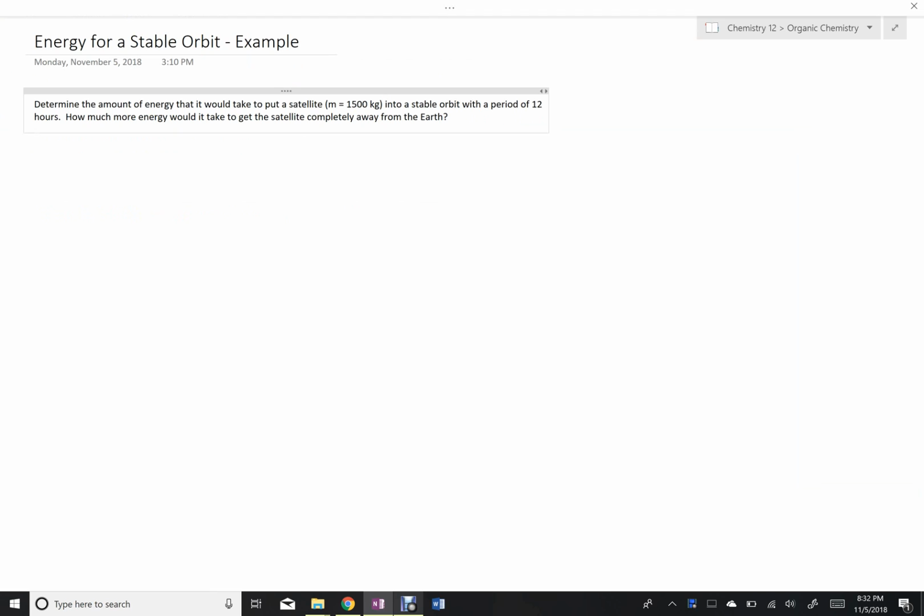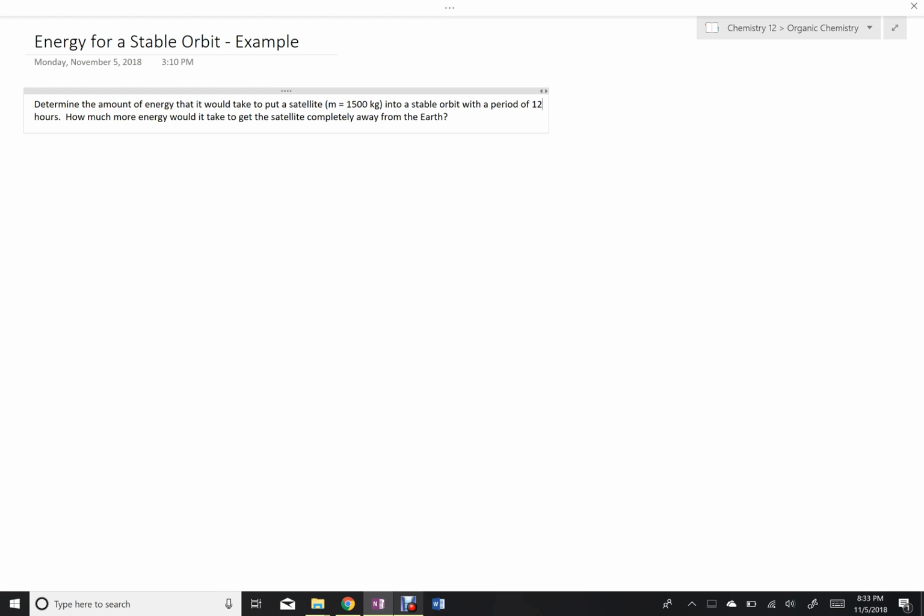So, just to give us some numbers to work with, let's make our satellite 1500 kilograms. Let's make the period of the stable orbit that we want 12 hours. So this object will circle the Earth twice a day, and we'll figure out how much energy it would take to get that object into that orbit, and then we'll figure out how much more energy it would need to just get away from the Earth completely at that point.